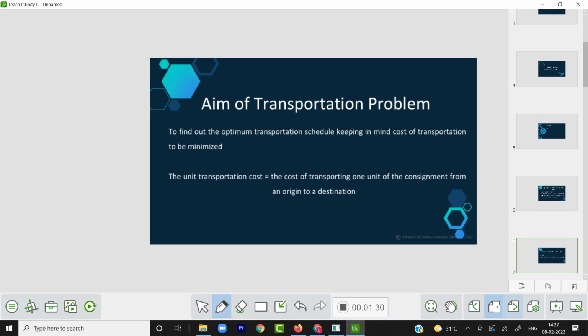Unit transportation cost is the cost of transporting 1 unit of the consignment from origin to destination. We are going to find out about the cost, where many alternatives will be there. From the alternatives, we are going to find the best solution using operations research in these transportation models.